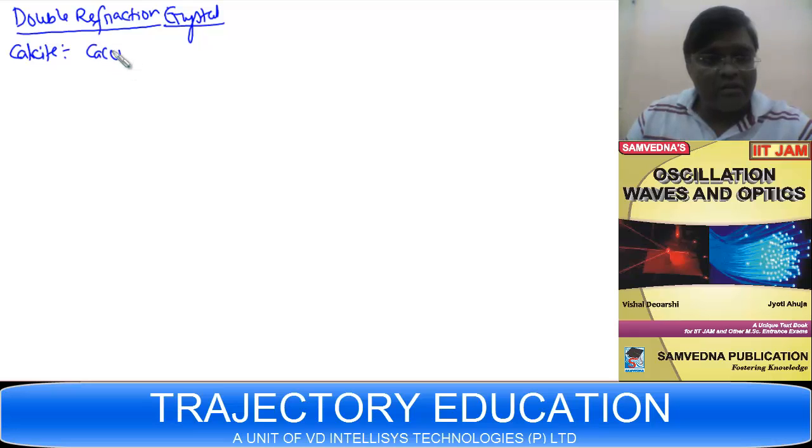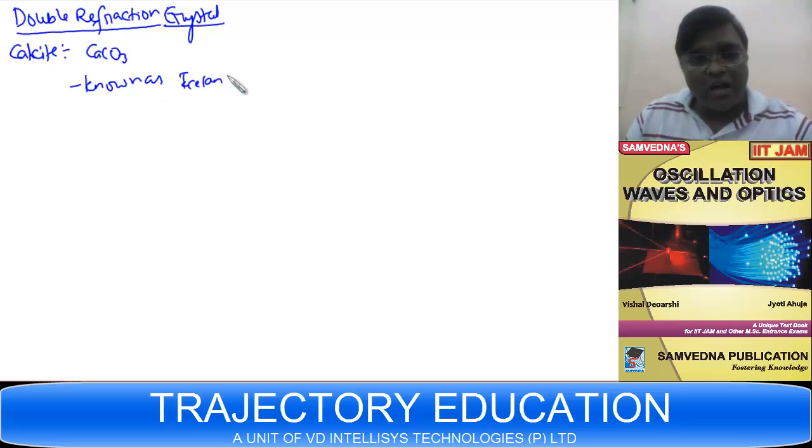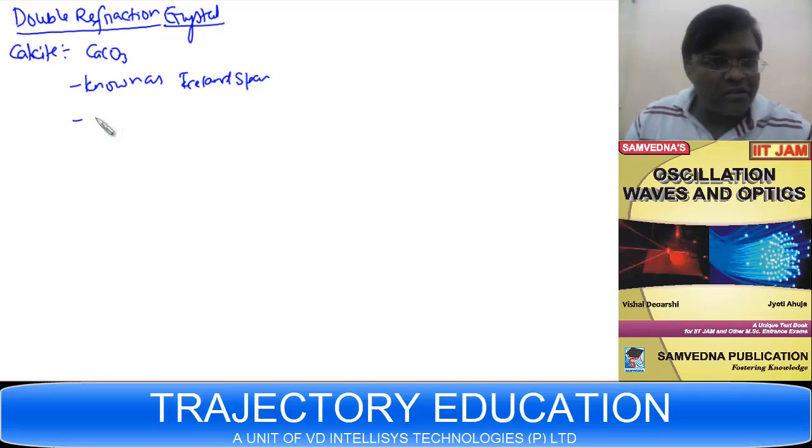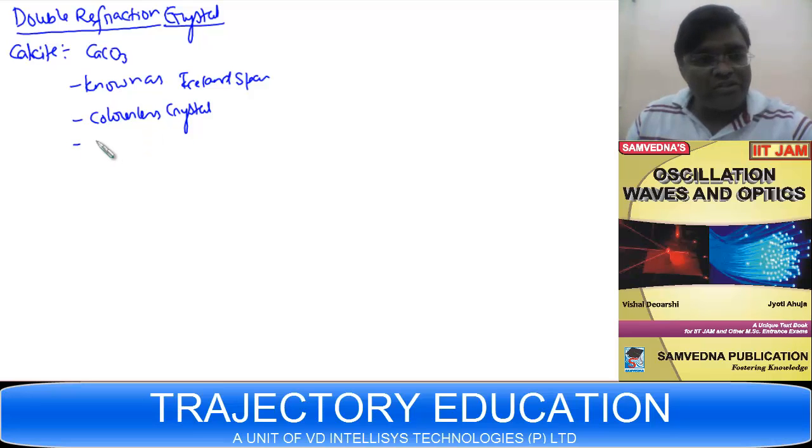Calcite is basically CaCO3. The chemical formula is CaCO3. It's also known as Iceland spar. It's a colorless crystal, and its unit cell is rhombohedral.